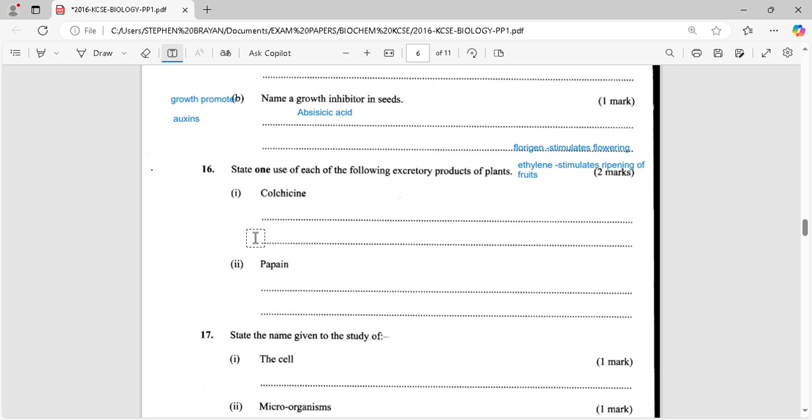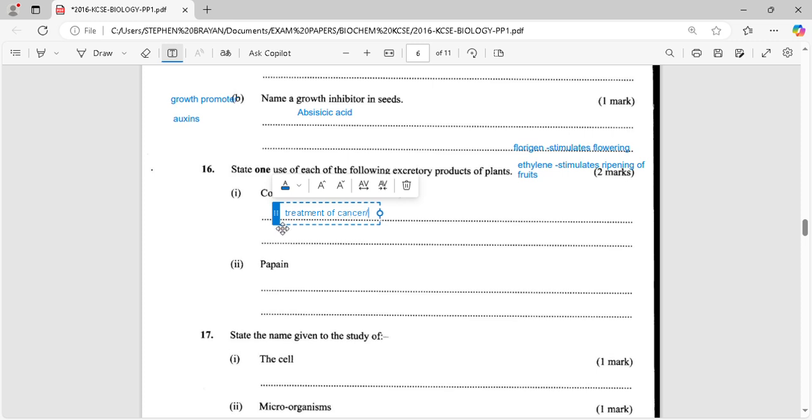And then we go to question 16. State one use of the following excretory products in plants. Colchicine. There are several uses of colchicine. The first use of colchicine, you can note, is that it is used in treatment of cancer.